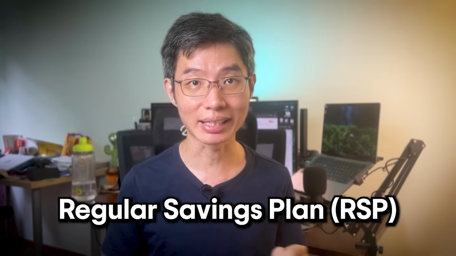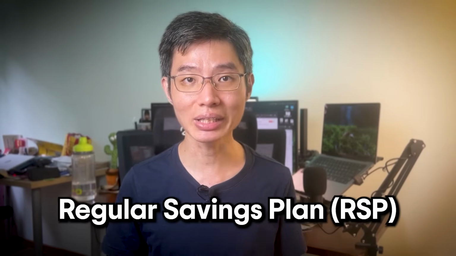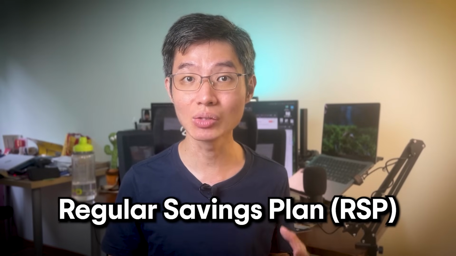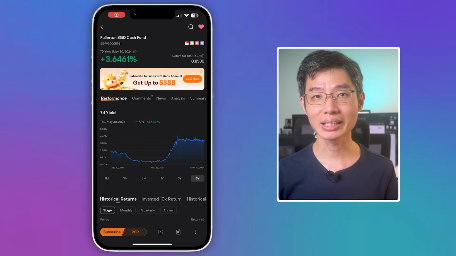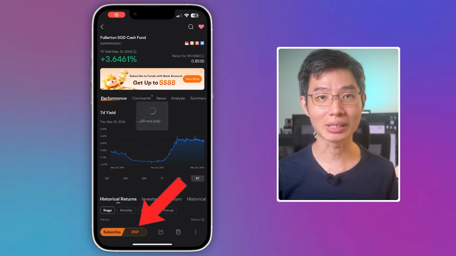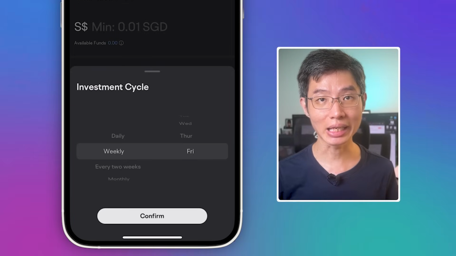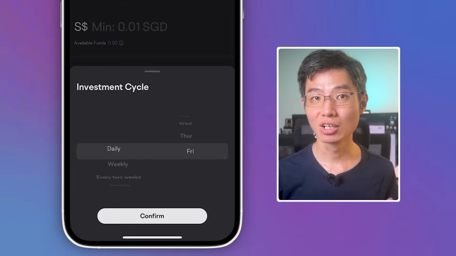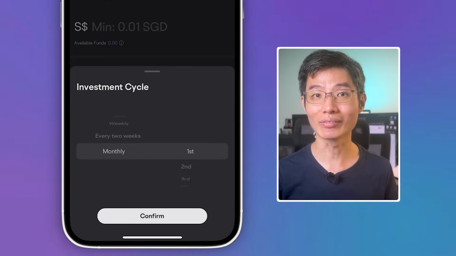The second method is Regular Savings Plan, or RSP, where you set up a recurring investment plan to periodically invest into the fund. To do that, head over to the fund page, tap on RSP, and here you will be able to set your investment cycle from every day all the way to every month.